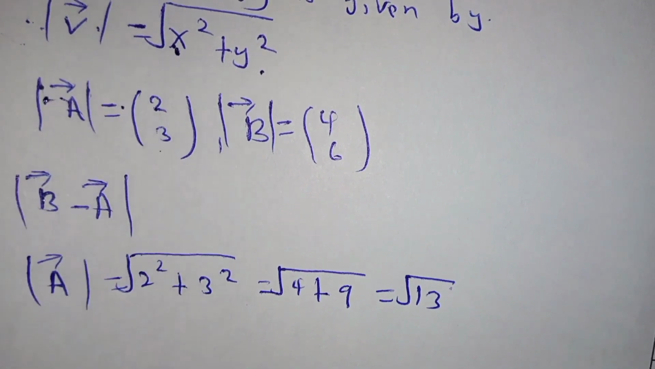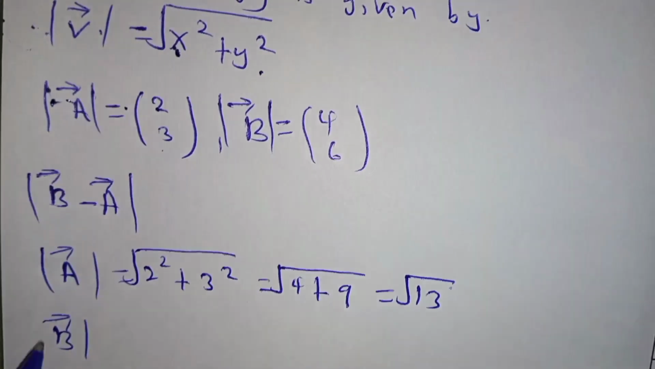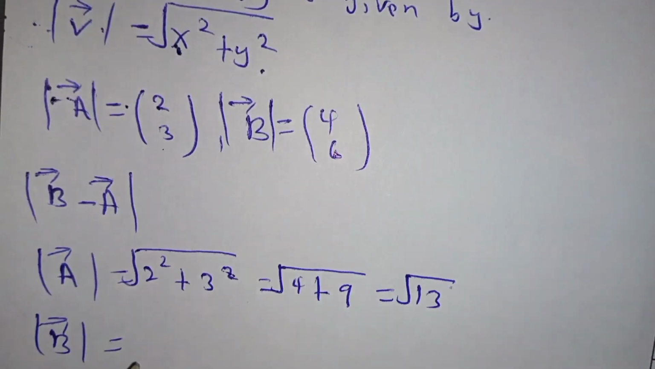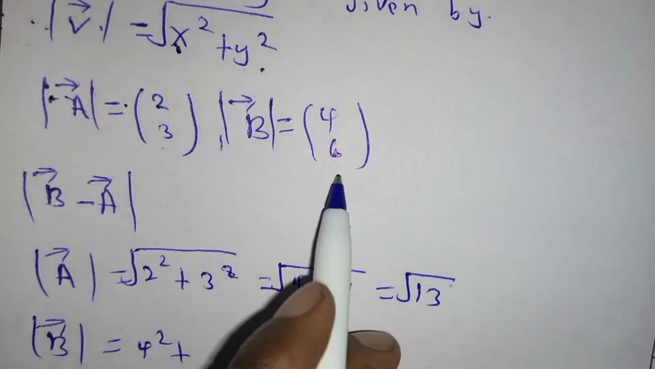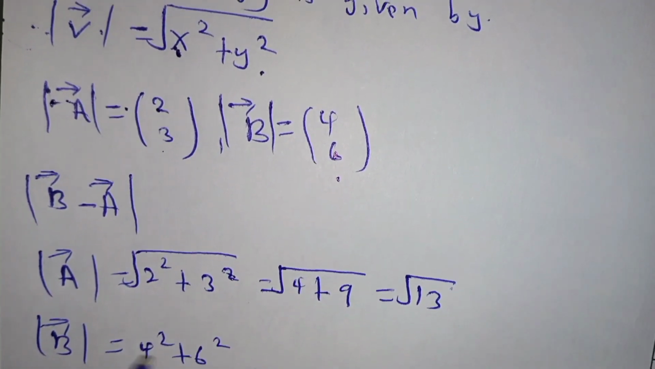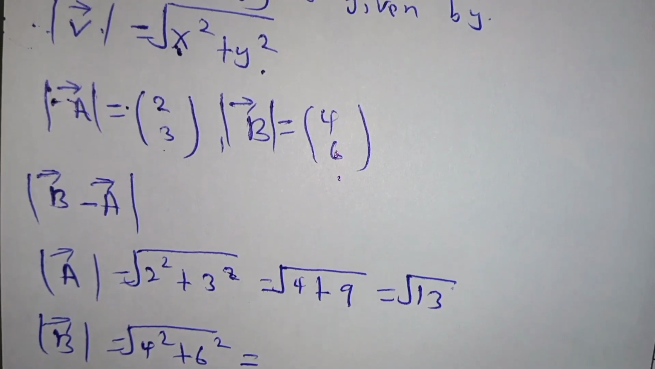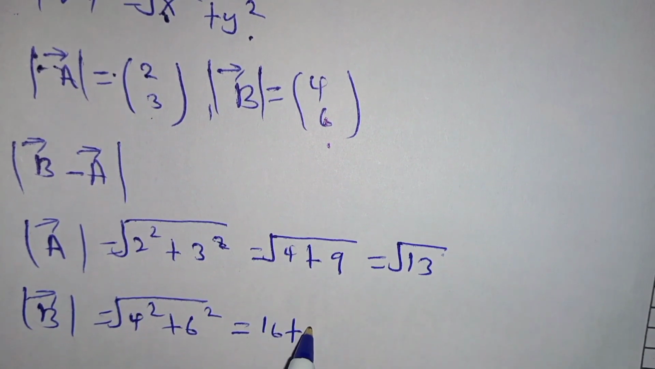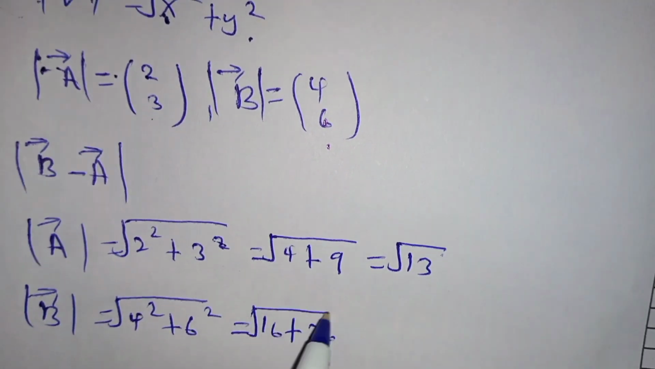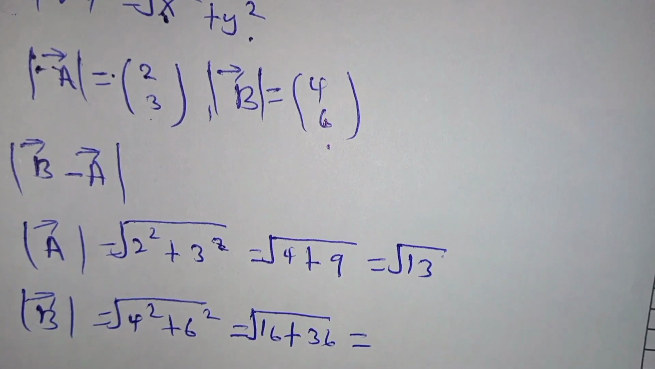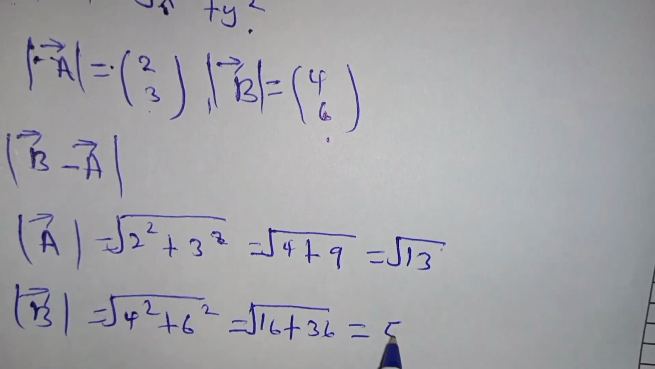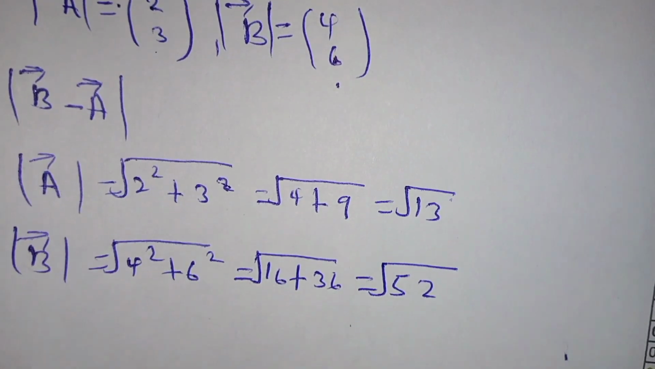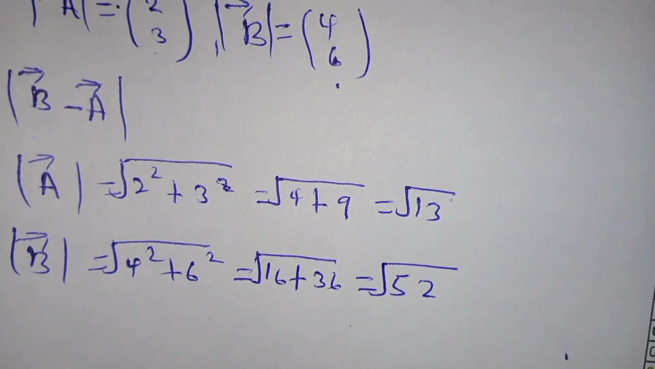Now for this other part, B, modulus of vector B, in our case, our a is 4, so you have 4 squared. Our b is 6 squared. Then you get the square root. 4 squared will give you 16 plus 6 squared will give you 36. Then you obtain the square root. So 16 plus 36 will give you 52. Then you obtain the square root. You can leave it that way or you simplify.